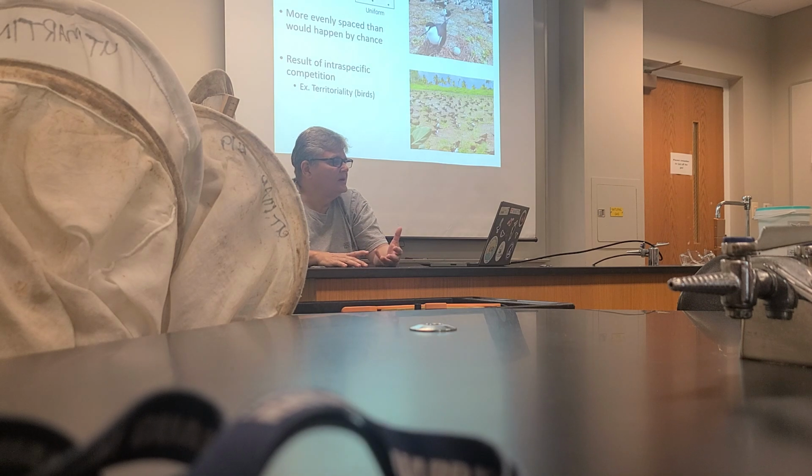All right? So we're going to talk about 3 types of dispersion. The first one is uniform, also sometimes called regular. This is where the individuals are spread evenly across the environment.